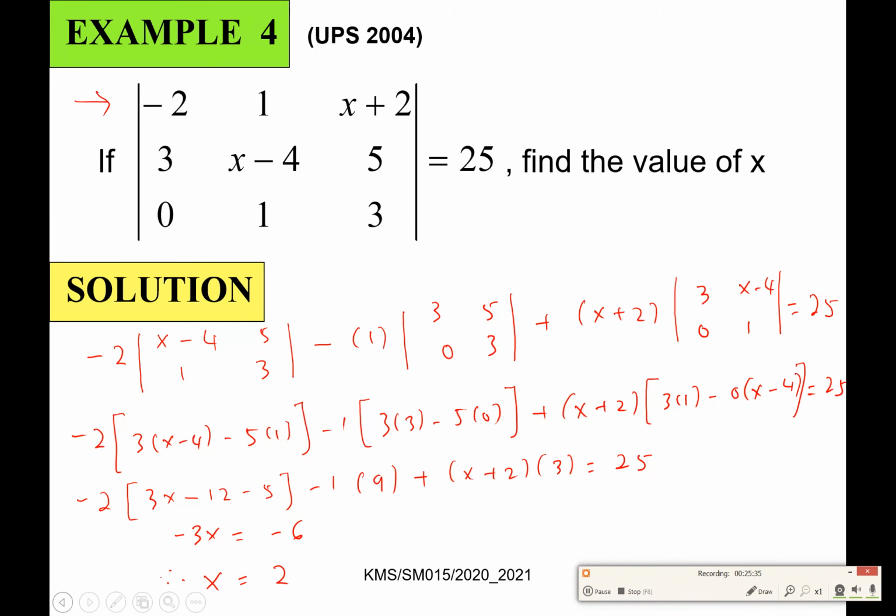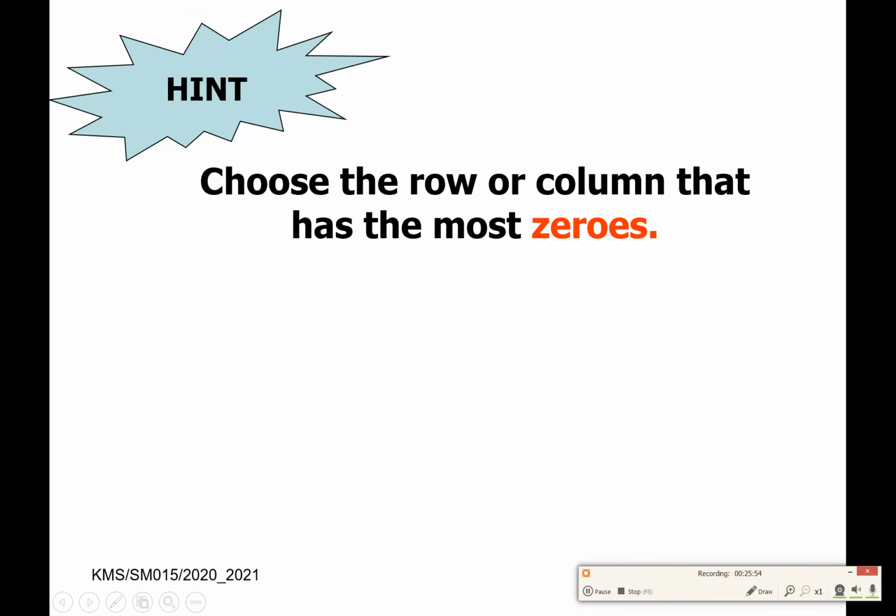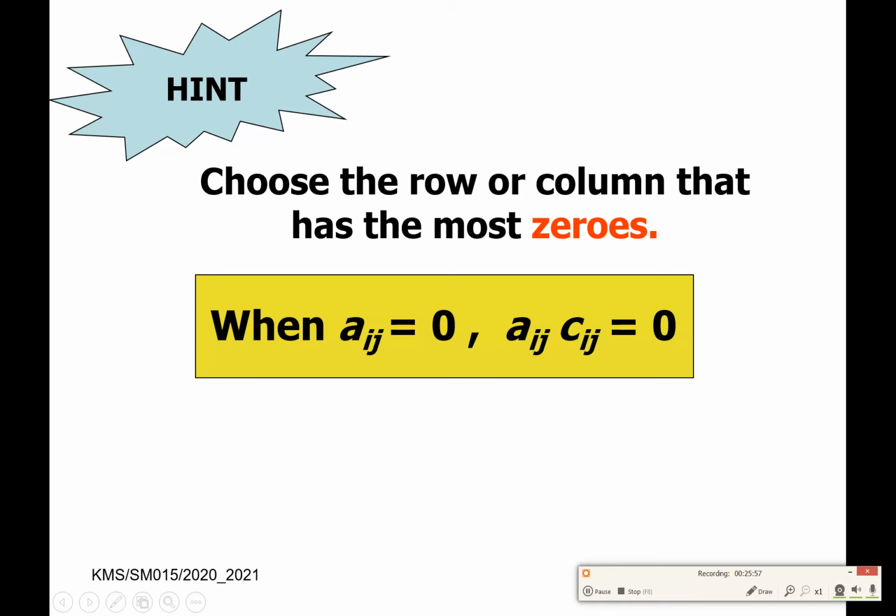Okay, so this is one example involving determinant in the exam. The real exam 2004 is past years. Okay, so simple. Just observe the matrix. And the hint: I always use this hint. I always choose to check the row and column that has the most zeros, because zero is very simple. Any number you multiply with 0, the answer must be 0. That's why we give this.